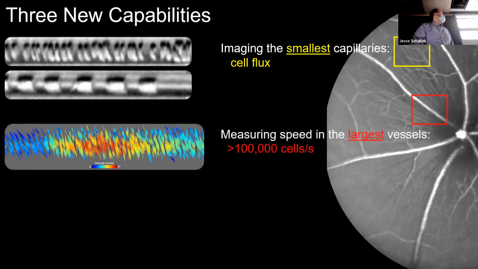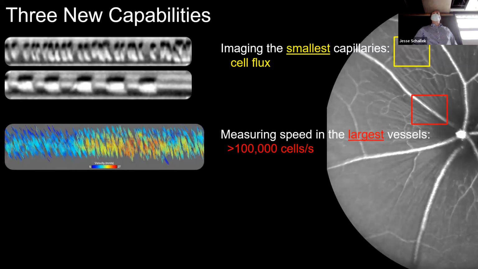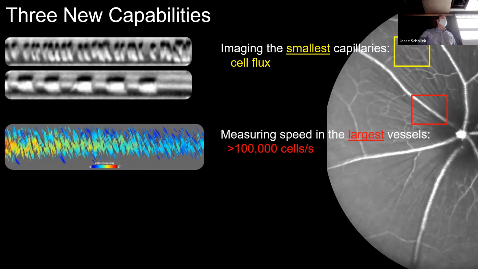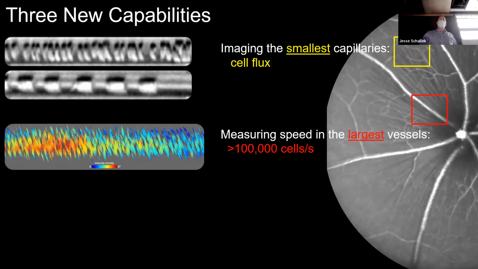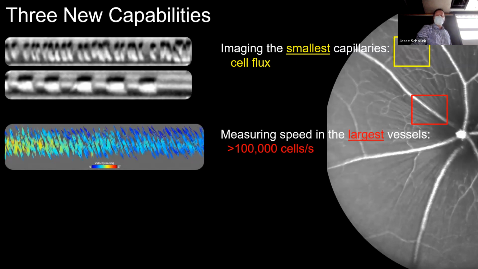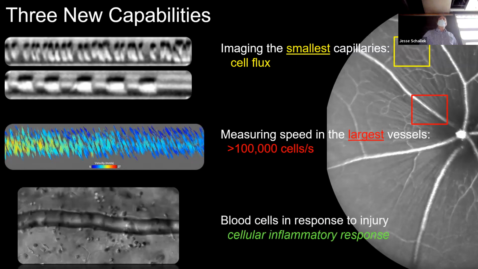The second act is going to describe how we can measure the blood cell speed in the biggest of vessels. Even though you can see those big vessels, that doesn't mean that you can measure the speed of those blood cells in the big vessels. And we're going to go over some software and technology that we've built that enables that study.